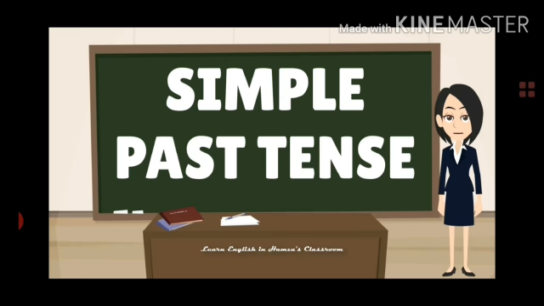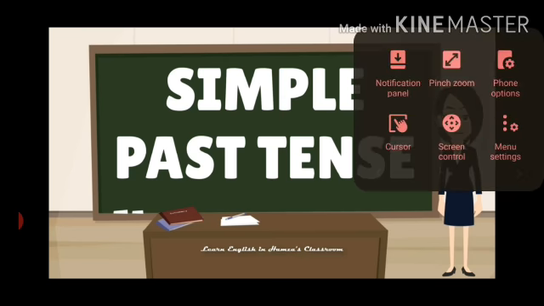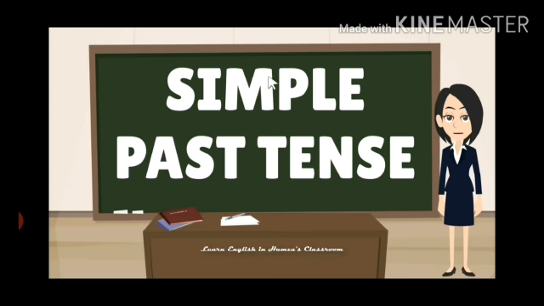And now our material today is about simple past tense. From the title, dari judulnya saja kita sudah bisa lihat past. The meaning of past is masa lalu, masa lampau. So we will discuss about activity in the past.